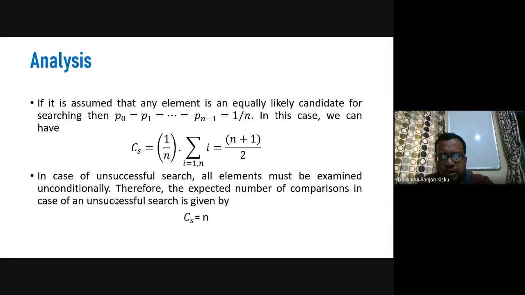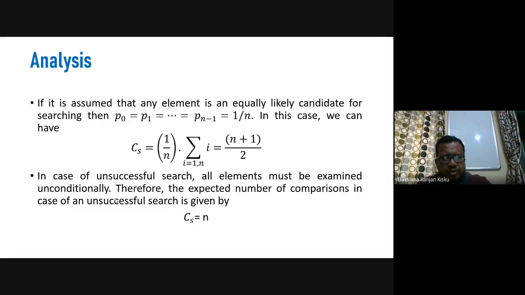If we evaluate this summation, we get n into n plus 1 divided by 2 for the summation over i, and 1 by n is already there for the probability of each element. When we multiply 1 by n with n into n plus 1 divided by 2, we get n plus 1 divided by 2. So n plus 1 divided by 2 is the expected number of comparisons for a successful search, when the probability is the same for all the elements.